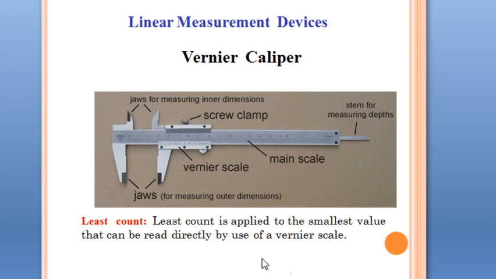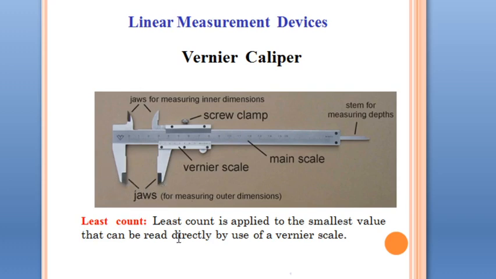It's a linear instrument tool, the vernier caliper. It has jaws: this one fixed jaw, this one movable jaw, integral with the vernier scale. This one is the main beam carrying the main scale reading. This one is the stem, and the stem is used for measuring the depth. These jaws are for measuring the inner dimensions of the work part, the internal dimension like inside diameter. Here, external dimensions like length, width, thickness are measured using these jaws.